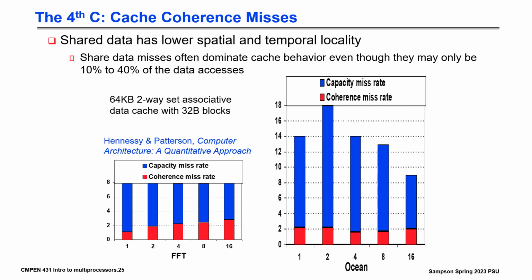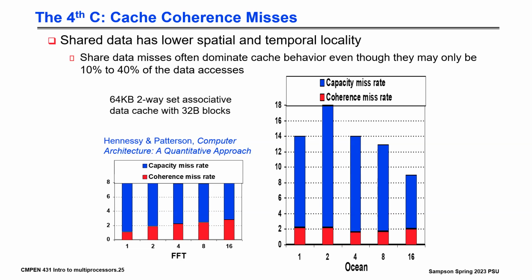So this is basically the fourth type of C, right? We have our traditional three Cs of compulsory, capacity, and conflict. Our fourth C is coherence, right? So if you're basically asking, why did I get a cache miss? You have the three original reasons, and then the fourth is someone else kicked it out of my cache. All of these things we've been looking at are write-invalidate protocols. So every time that someone decides to do some writing, your copy may mysteriously disappear.